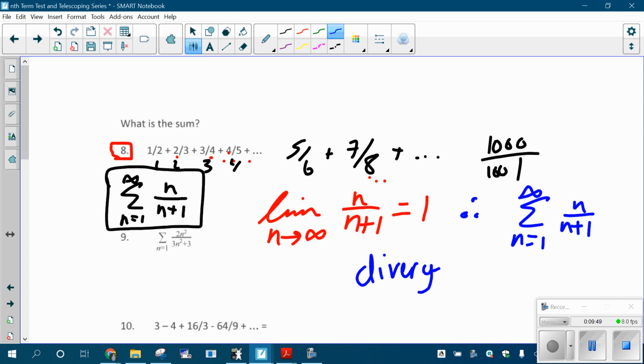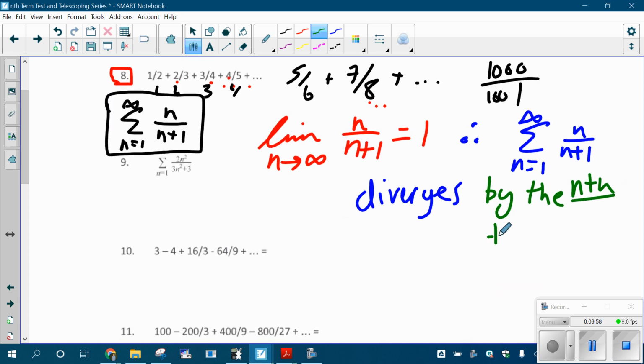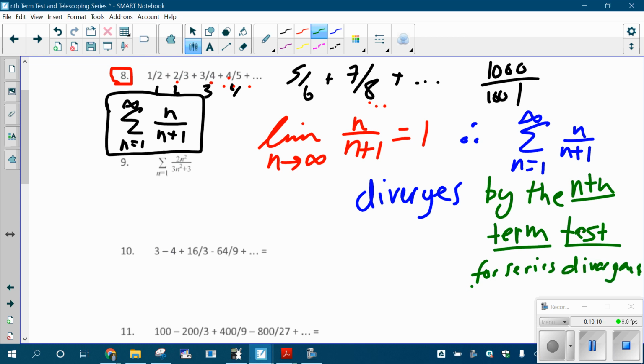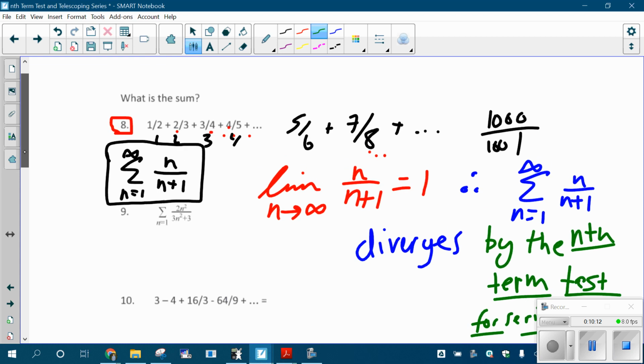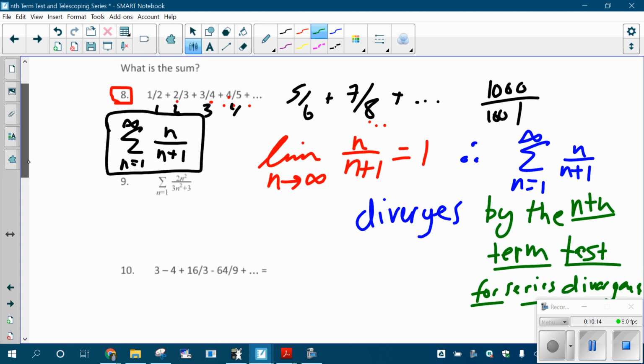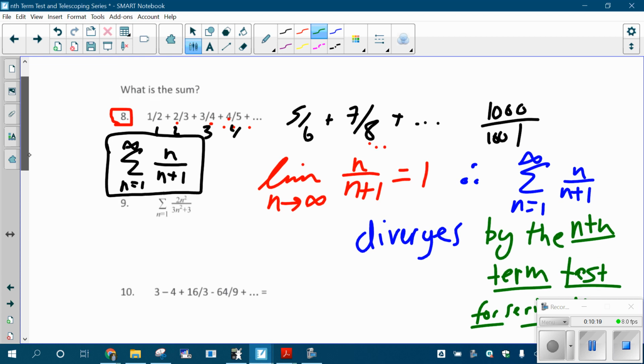Okay? The explanation for that is the nth term test. That is an official name. They will talk about it on the AP exam. You will say by the nth term test, or the nth term test for series divergence. This is the first time we are justifying that a series diverges. This one's not geometric, but by the nth term test, we can say it diverges.